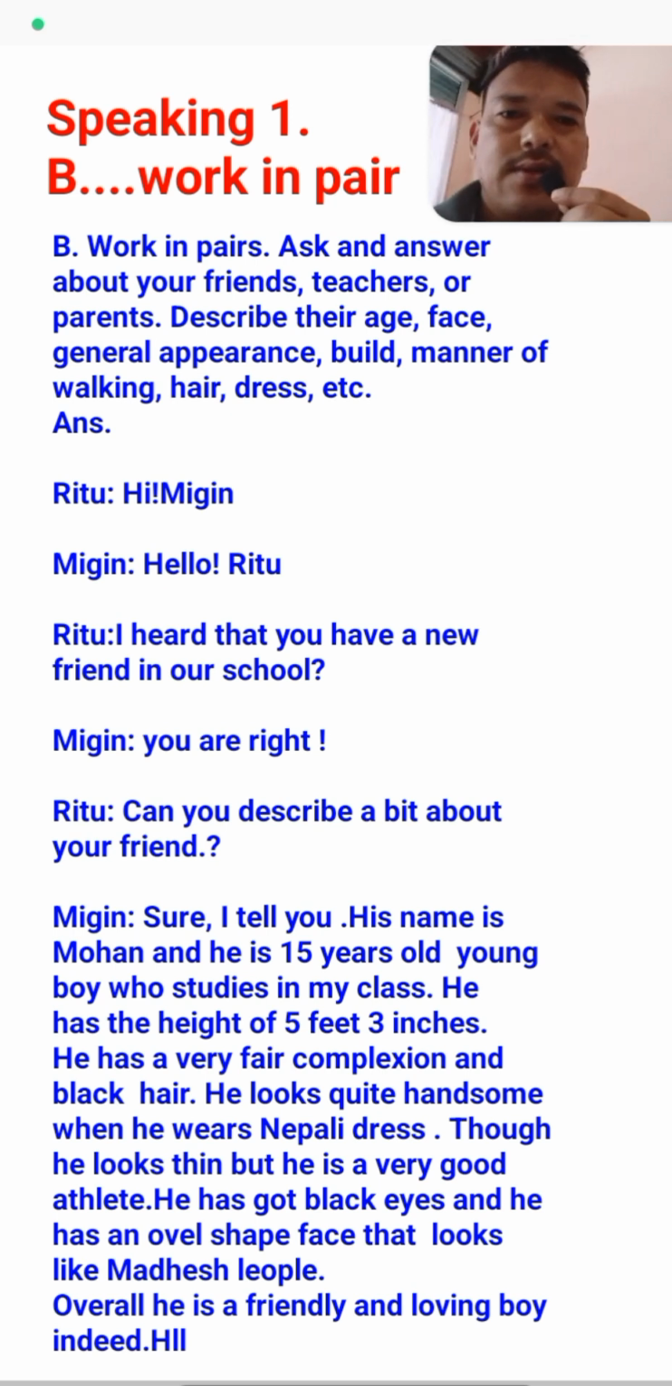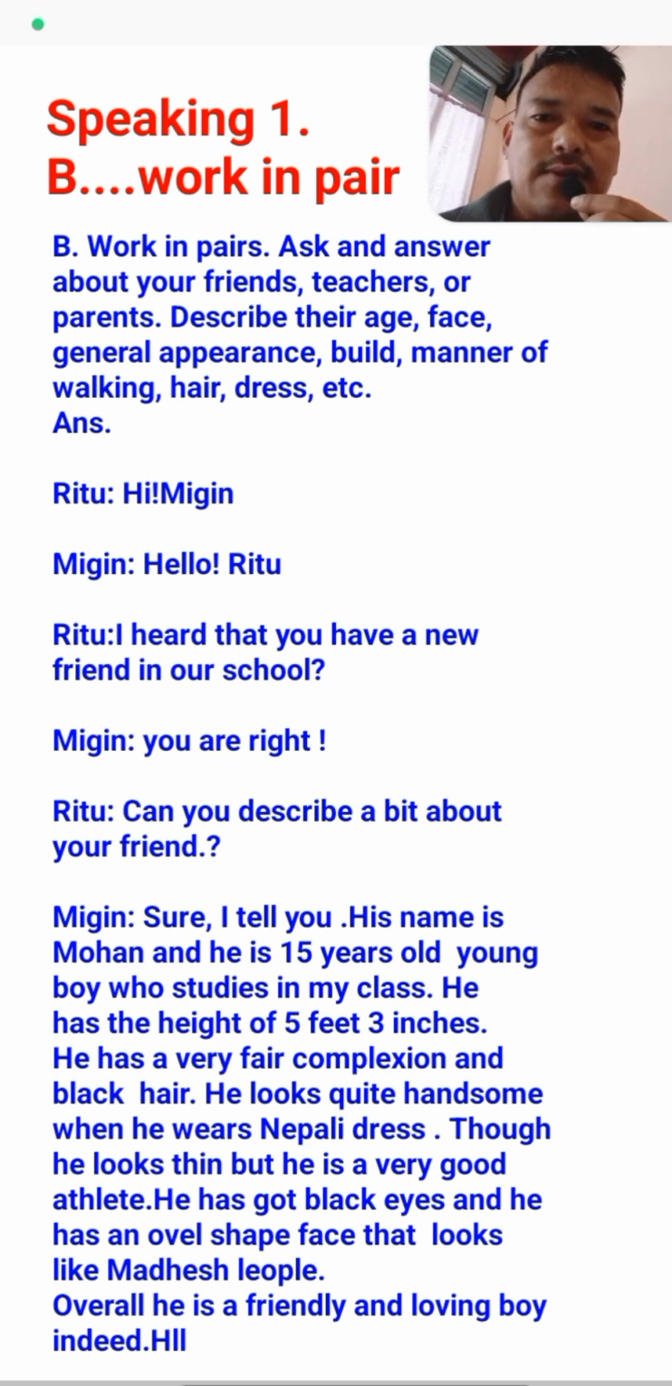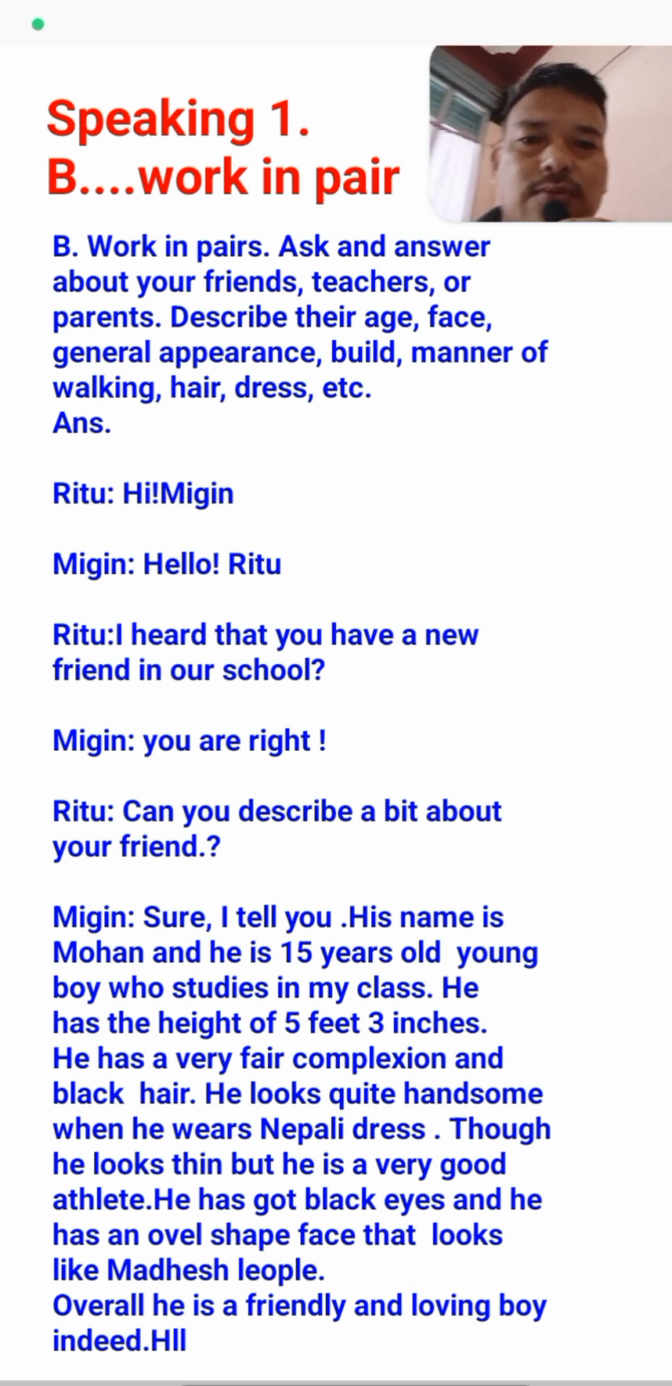So I have chosen here a friend, students, and the first one is friend. And you have to make a conversation between a pair. I have made Ritu and Megan, and I start with Ritu. Hi Megan, then Megan, hello Ritu. And Ritu, I heard that you have a new friend in your school.